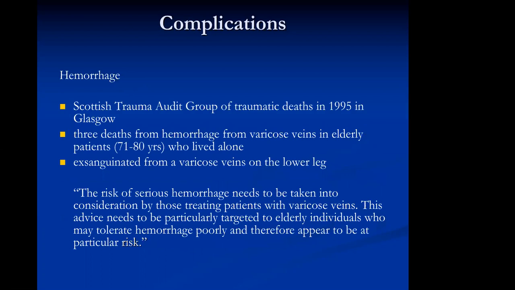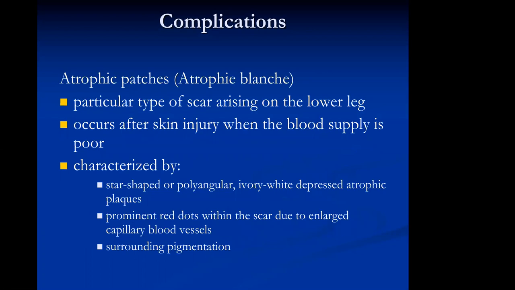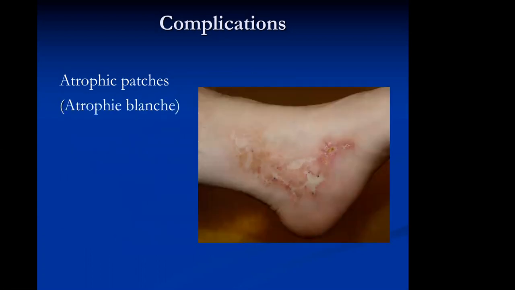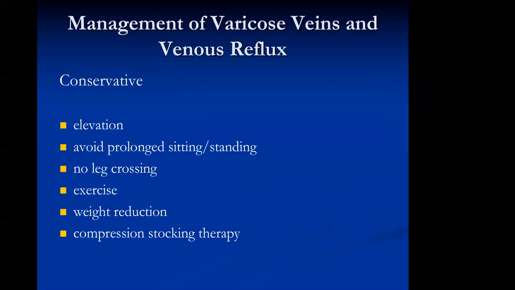There are some trauma audits that show that some patients hemorrhage in their sleep and don't wake up. So can varicose veins lead to significant enough hemorrhage that patients expire? There are plenty of articles out there that describe that. Some of the less common complications you'll see, atrophie blanche, is just a different type of scarring where it's a little bit less pigmented. It's actually hypopigmented, and sometimes it'll present within areas of inflammation. Just to give you the range of what you might see.